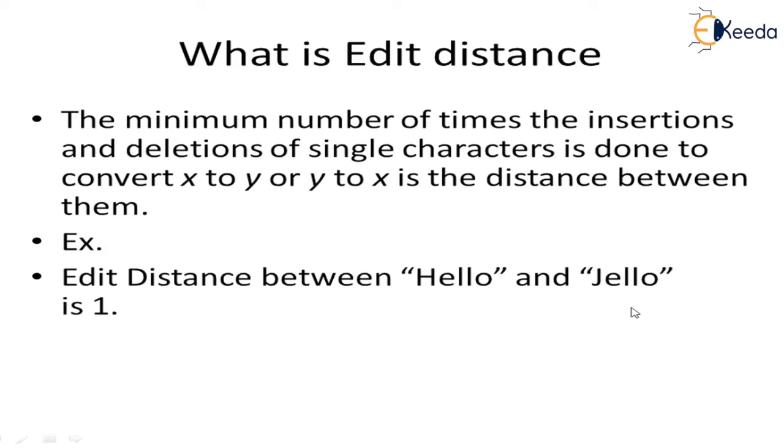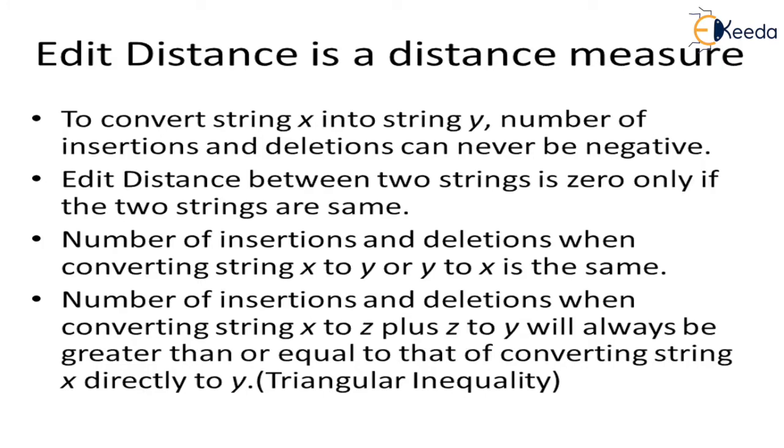Let's see an example. If you want to convert hello into jello, what you have to do is change h to j. So the edit distance between these two words is just 1. Edit distance is a distance measure.